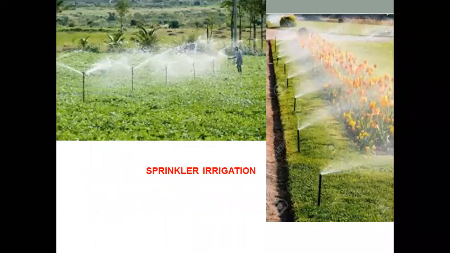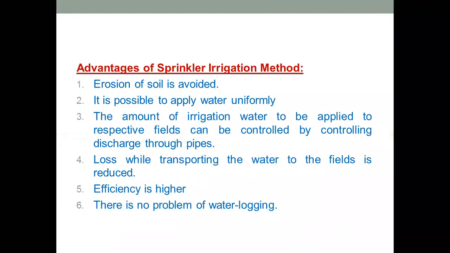Okay, this is an image, different images of sprinkler irrigation. They are not used in agricultural fields or for growth of crops as much as they are used for landscaping. If you see large lawns or parks, where they have to keep the grass, there they provide sprinkler irrigation for the grass. Next we'll see some advantages of sprinkler irrigation system.